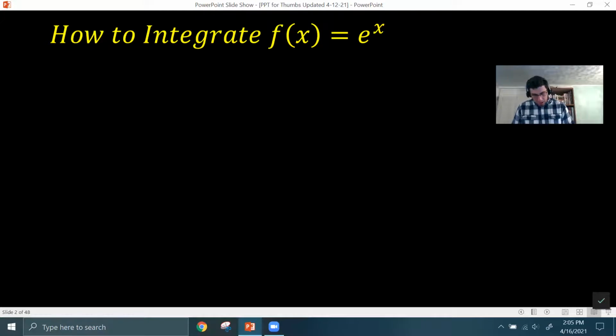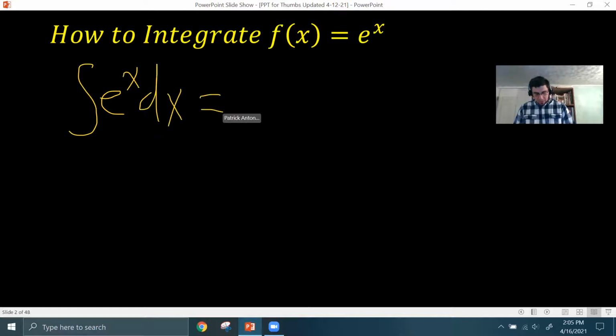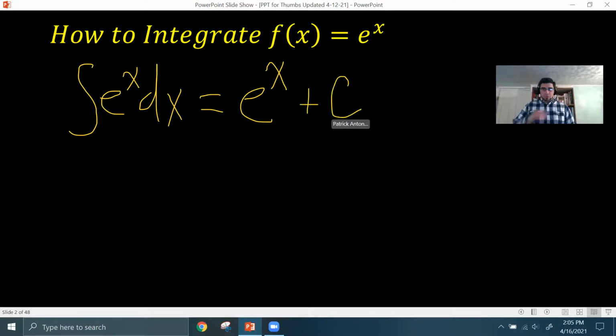So if we integrate e to the x, the rule follows right from its derivative. If the derivative of e to the x is itself, the antiderivative is itself, but you have to remember you could have had a plus c there. So just make sure you account for that.